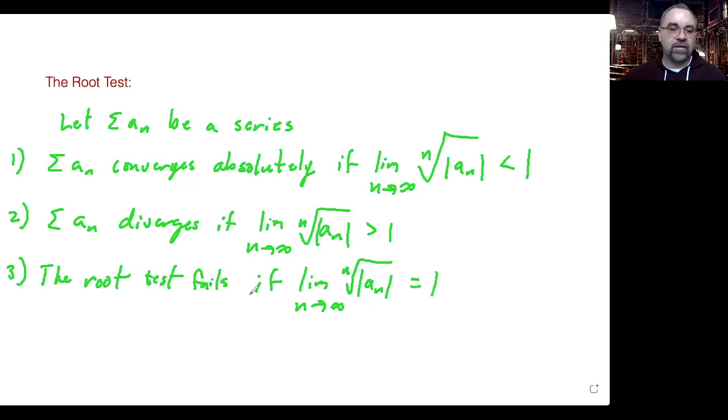I shouldn't say fails, actually. It doesn't fail, it's just inconclusive. Let me rewrite that. It's probably better to say inconclusive because it doesn't tell you anything. It's not that it didn't work or did work or whatever. It just doesn't tell us anything about the series. So very much like the ratio test. Let's take a look at an example or two, and I think that'll about do it for this test.